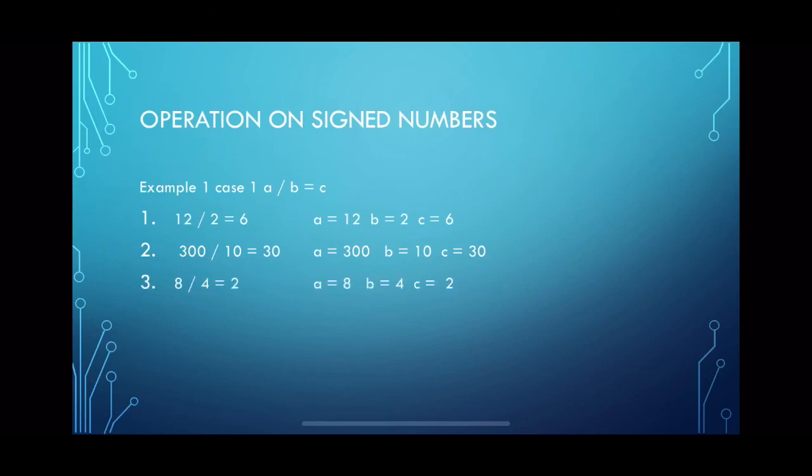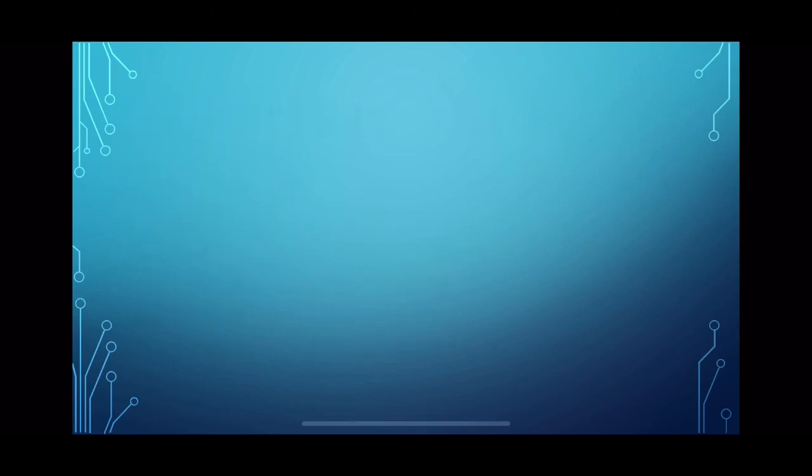For number 3, 8 divided by 4 is equal to 2, where A is equal to positive 8, B is equal to positive 4, and C is equal to positive 2. For number 4, we have 6 divided by 2 is equal to 3, where A is equal to positive 6, B is equal to positive 2, and C is equal to positive 3. For number 5, we have 24 divided by 8 is equal to 3, where A is equal to 24, B is equal to 8, and C is equal to 3.